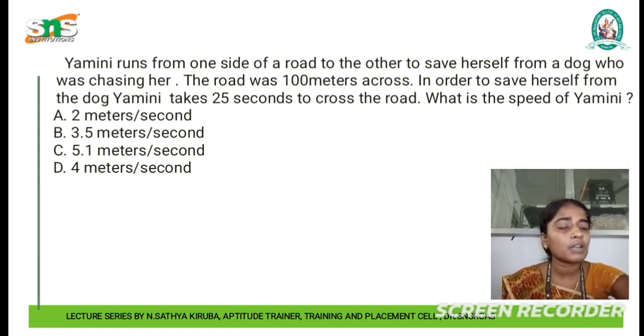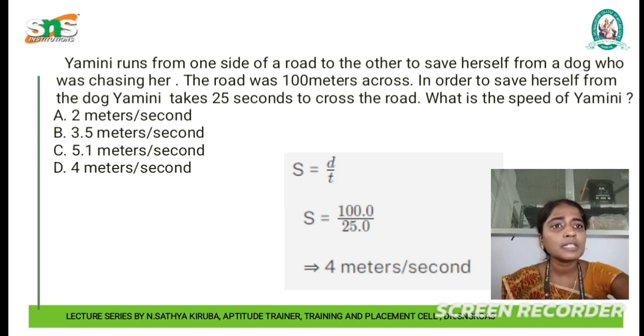We know the formula. Speed is equal to distance by time. Distance is 100 meters and the time is 25 seconds. The distance is given in meters and the time is given in seconds. So 100 by 25 will be equal to 4 meters per second.